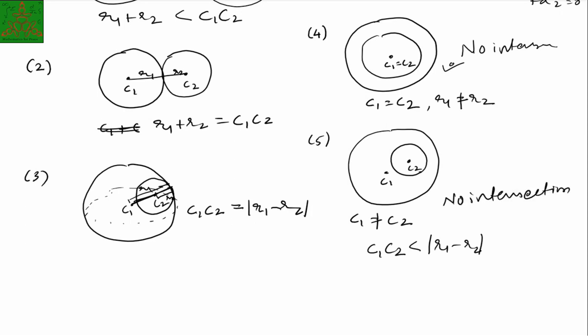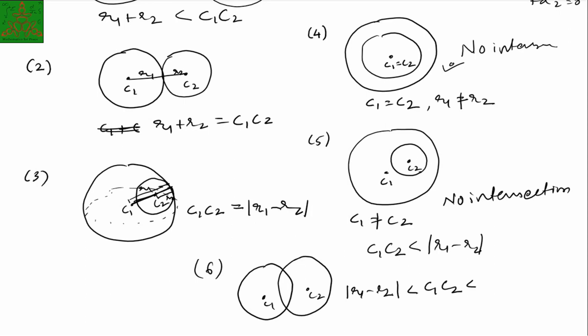So there will be two cases in which there is no intersection. And the sixth possibility, where there are infinitely many points of intersection, is a situation like this. C1 is the center, C2 is there, and this is the radius. The situation is that mod of R1 minus R2 is less than C1C2, which is less than R1 plus R2. In this situation there are infinitely many points of intersection.